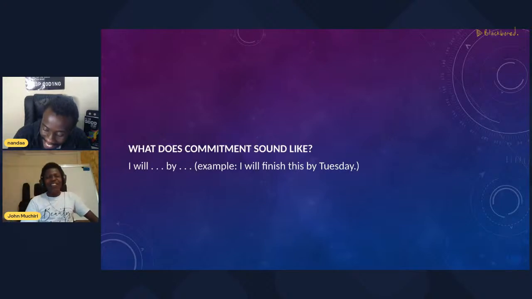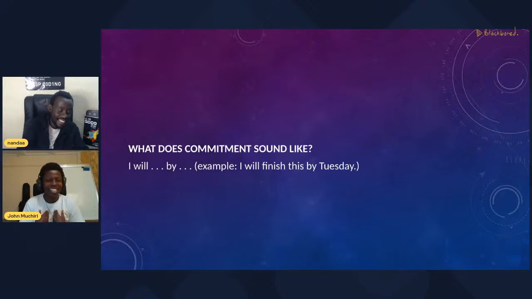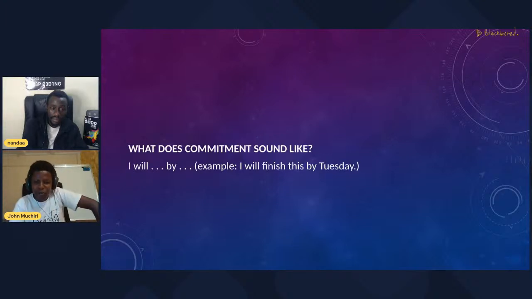So, what does commitment sound like? This is how commitment sounds like. I will XX by X. Example, I will finish this by Tuesday. There's an exact commitment there because it's "I." You're not saying "I wish someone is going to do." So there's a responsibility that I am going to finish. There's a commitment that it's I who is going to do this by Tuesday.